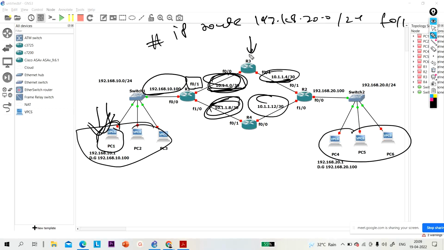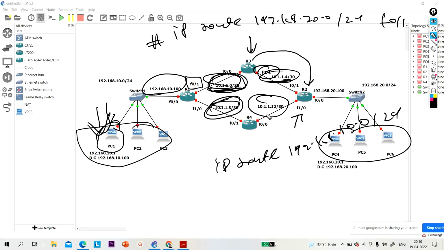So on R3 the exit interface will be this one. R3 will forward to R2 whenever R3 receives traffic where it finds the destination IP address is 192.168.20.0. And now what command will I run on R2? IP route 192.168.10.0/24, and the exit interface will be this one.